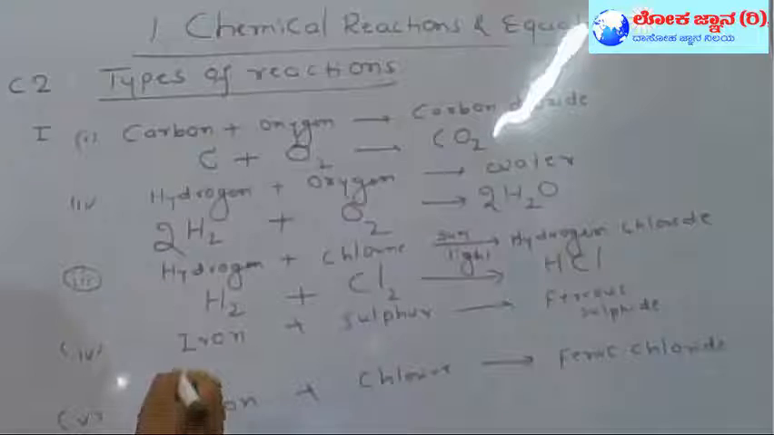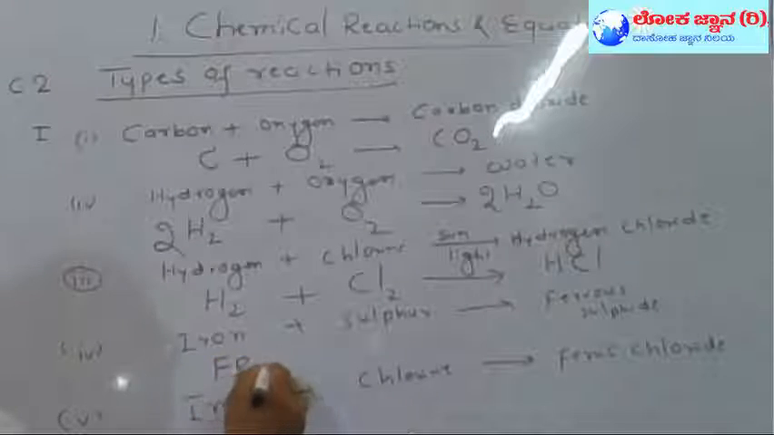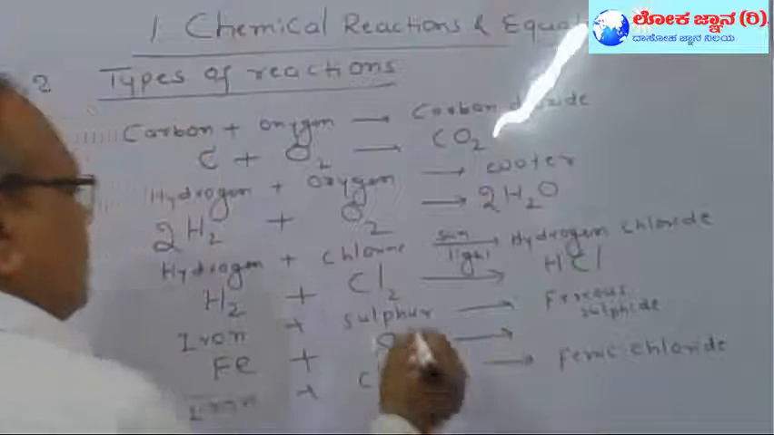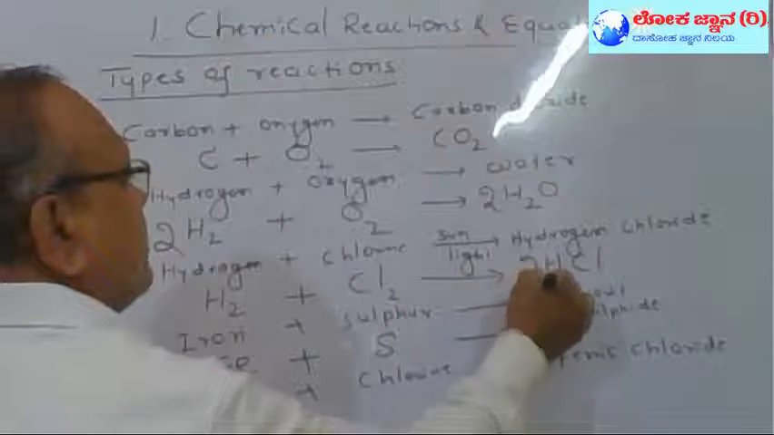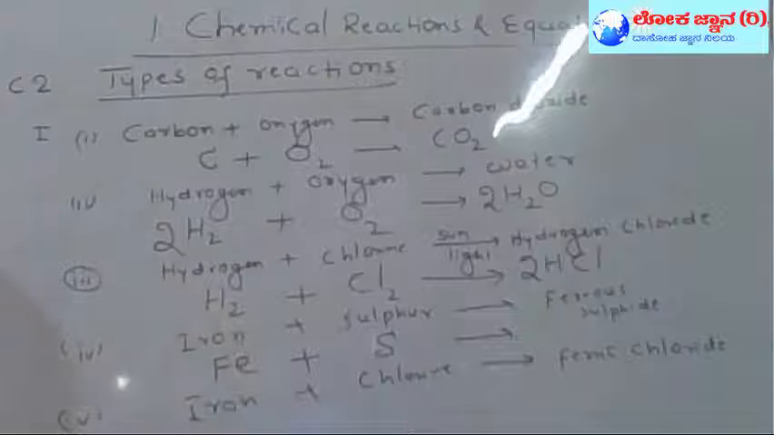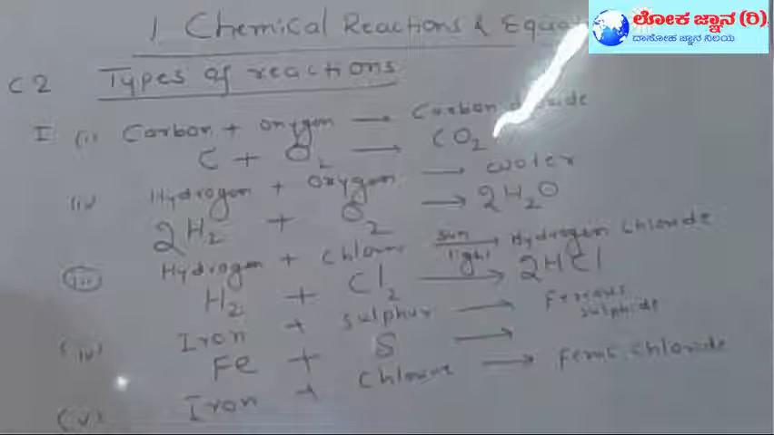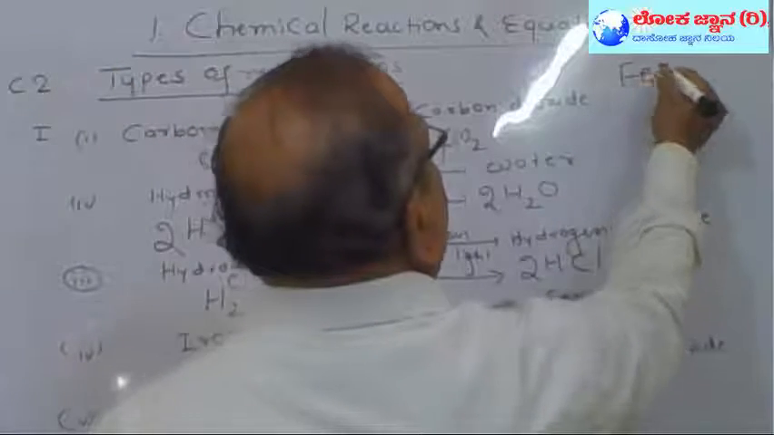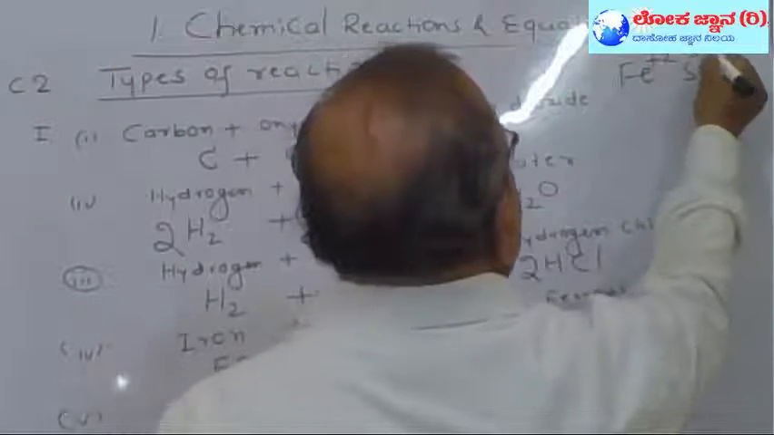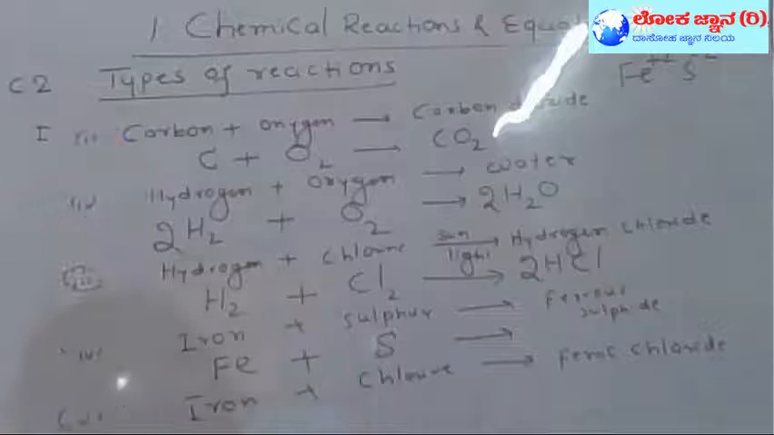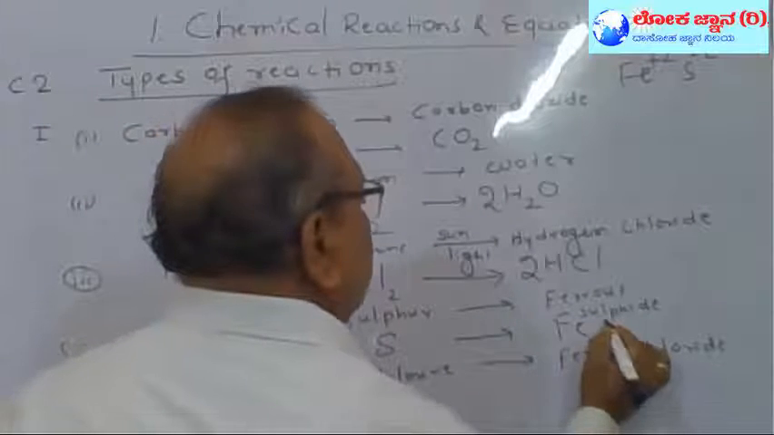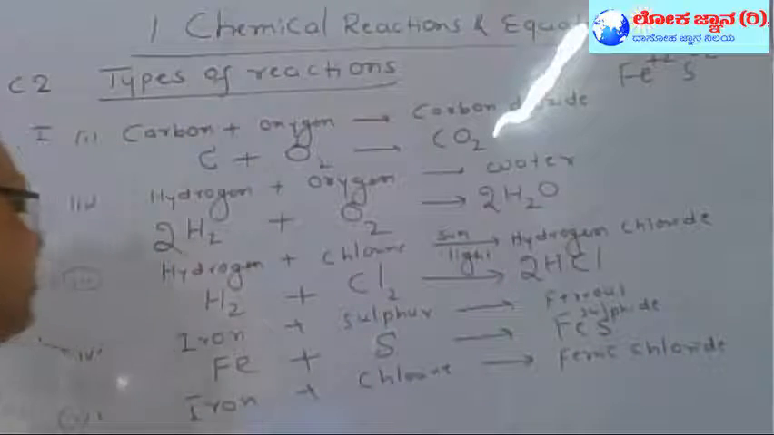What about the next one? Iron plus sulfur gives rise to ferrous sulfide. It should be 2HCl, right? Ferrous sulfide. What is the formula of ferrous sulfide? Ferrous symbol is Fe plus 2 and sulfide has the symbol S minus 2. FeS should be the formula, correct. FeS, and the equation is balanced.